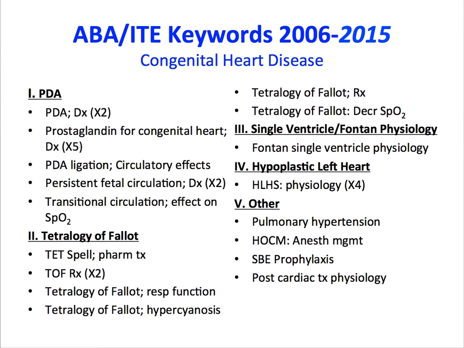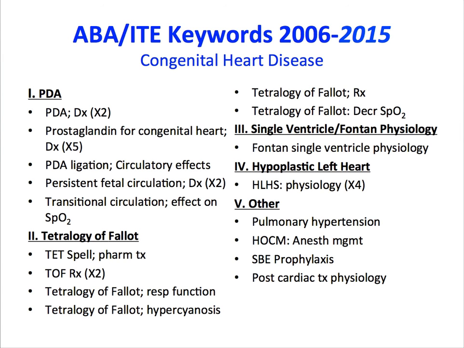Tetralogy of Fallot, what do we do when there's a TET spell, patient turns blue? Phenylephrine and volume are often administered. Single ventricle physiology, where in many cases the venous blood goes right into the pulmonary vasculature, the pulmonary artery, without a ventricle pumping, and is dependent upon the CVP to drive it into the pulmonary system.